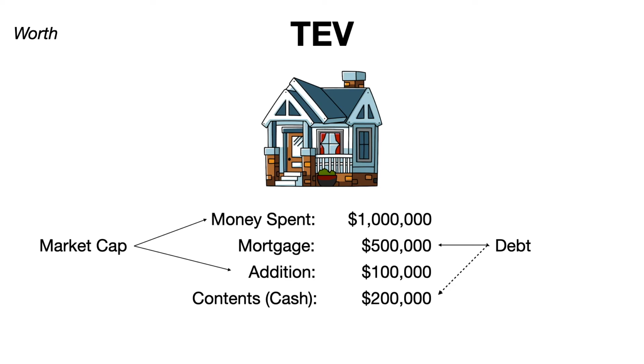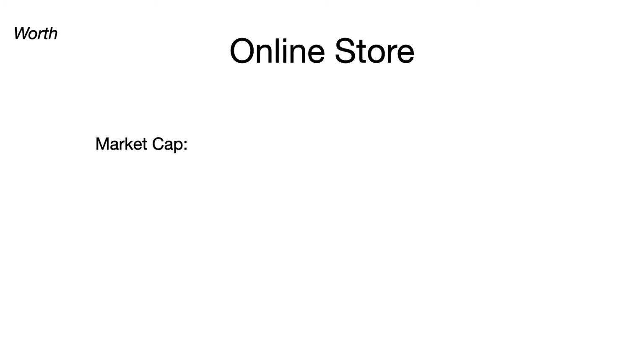And that's why I said before, that equation before was a little bit simplified. But I wouldn't worry about that too much. Okay, so let's look at something still simple, but a little more practical, an online store. Market cap, there's 100 shares for this online store. They each cost $10 each. Once again, trying to keep the numbers simple.